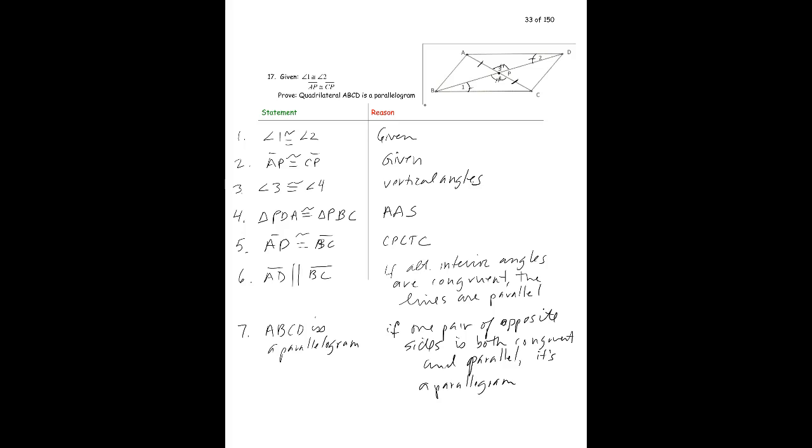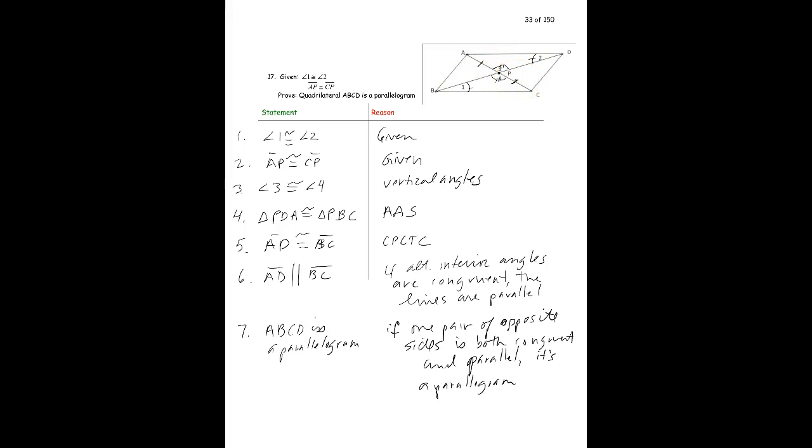Or the strategy that's used here is, if just working on one pair of opposite sides, if you can prove that one pair of opposite sides is both congruent and parallel, then it's a parallelogram, and that's the strategy used here. So the way to get to that is we know that angle 1 and angle 2 are congruent because that's given. That this diagonal is bisected, so it's AP equals PC.